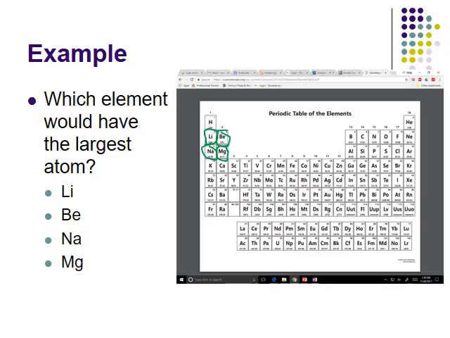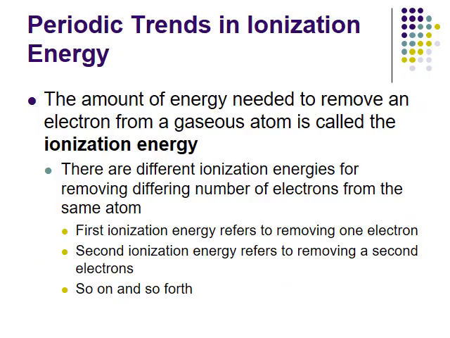What we remember is atoms get larger as we move down, and atoms get larger as we move to the left. So we ask ourselves which atom is most down and left. And the answer to that, unsurprisingly, by looking at this, is sodium. So sodium would be our winner there for the largest atom.